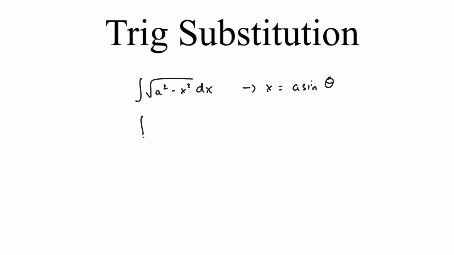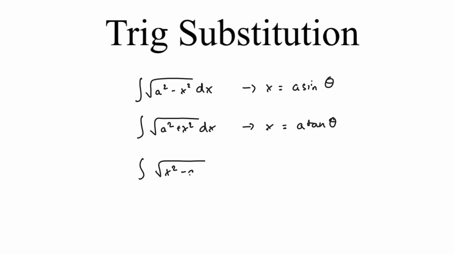In another case, if you have the integral of the square root of a squared plus x squared dx, we're going to let x equal a tangent of theta. And if we have the integral of the square root of x squared minus a squared dx, our substitution is going to be x equal a secant theta. So these are the general tips for dealing with trigonometric substitution.